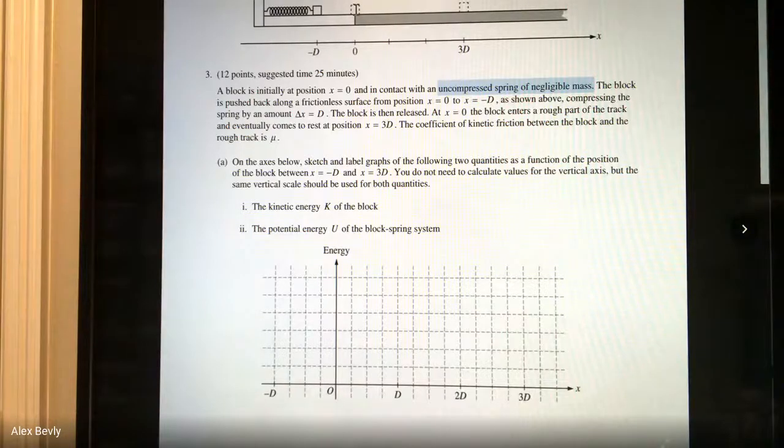At x equals 0, the block enters a rough part of the track, so it enters a part with friction. And it eventually comes to rest at a position x equals 3d. The coefficient of friction between the block and the track is mu. And then again, because the block is just in contact with the spring and not attached to the spring, that means the block is going to leave the spring right here. Questions on that setup? Or wording or anything?